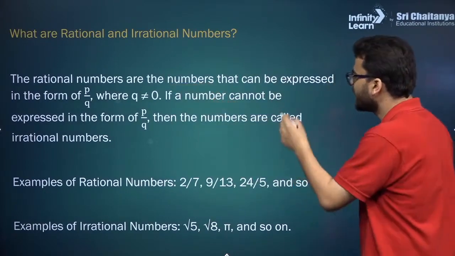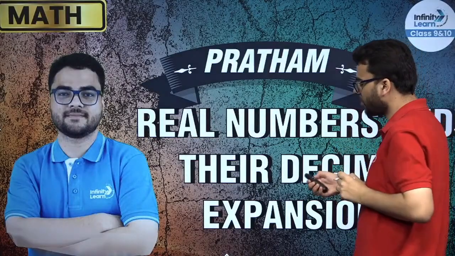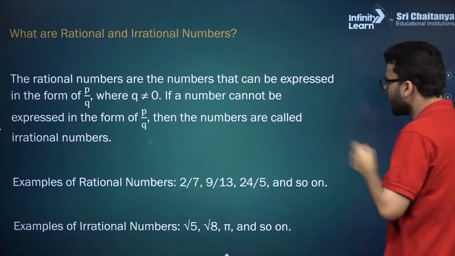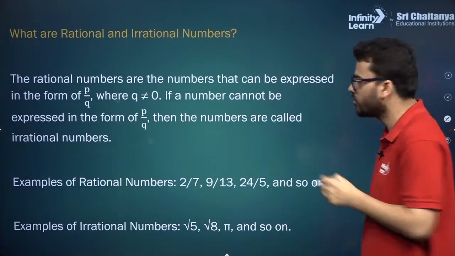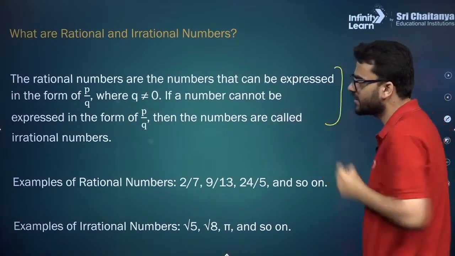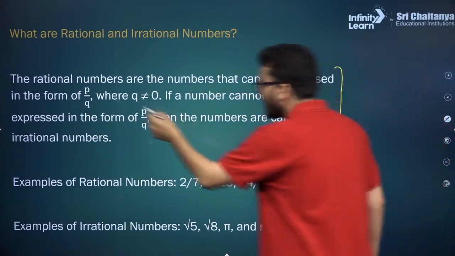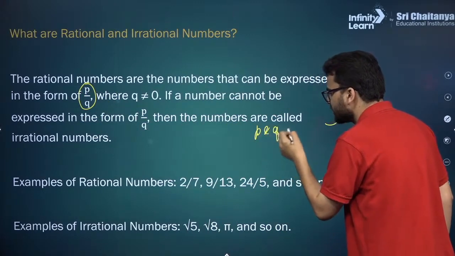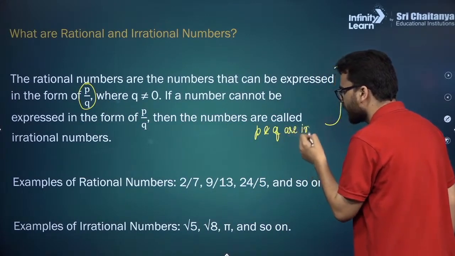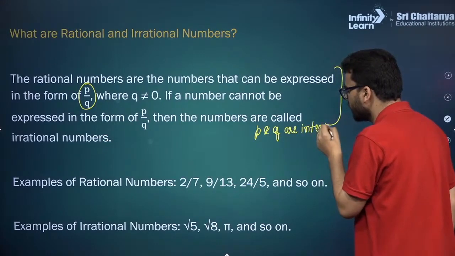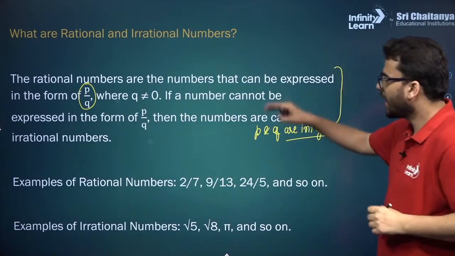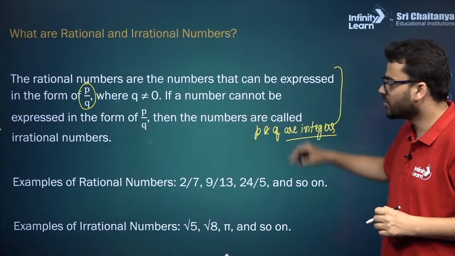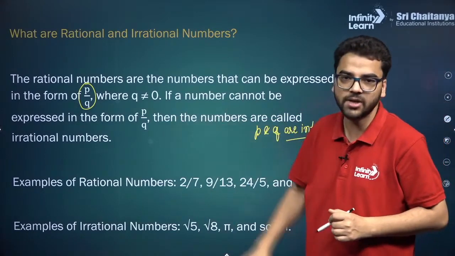So the rational numbers are the numbers that can be expressed in the form of p by q, where p and q are integers over here, right? You have already been studying this definition since childhood, that the numbers which can be represented in the form of p by q, where p and q are integers. And obviously q is not equal to 0 because division by 0 is not possible. If a number cannot be expressed in the form of p by q, where p and q are integers, and q is not equal to 0, then the number are called irrational numbers.